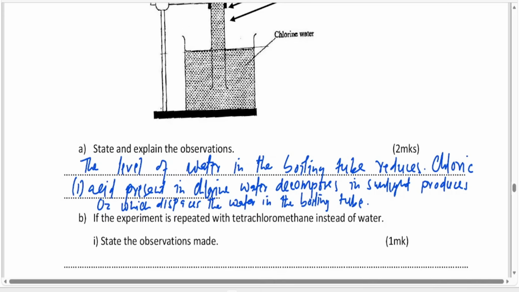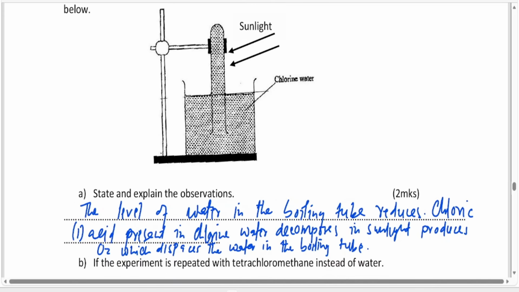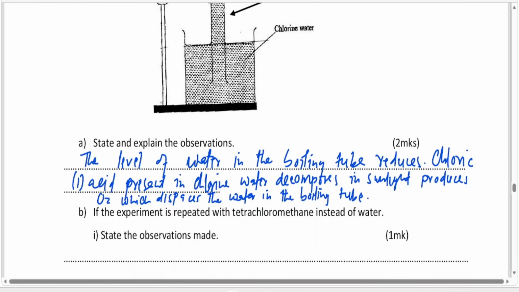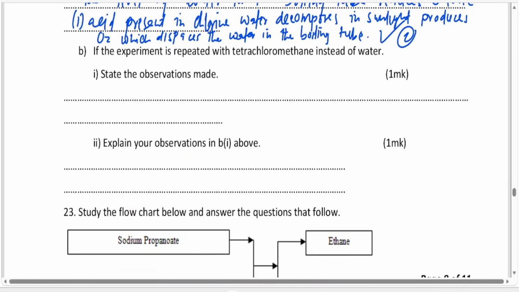Students, we can still say that the chlorine water fades out. Remember, we expect to see a yellow-green color of the chlorine water, so we expect that color to disappear. That might also be an observation. So explaining this gives you 2 marks. Part B of this question.